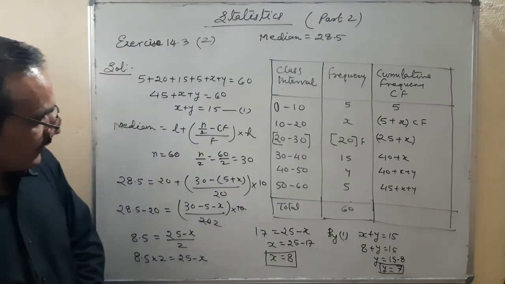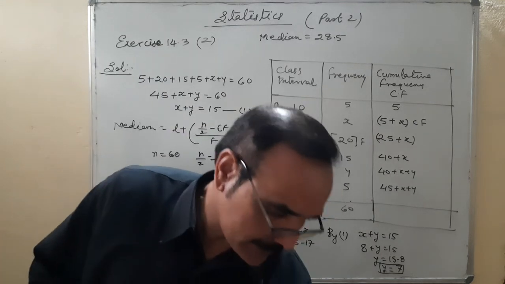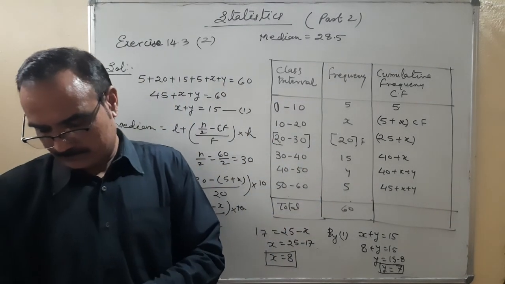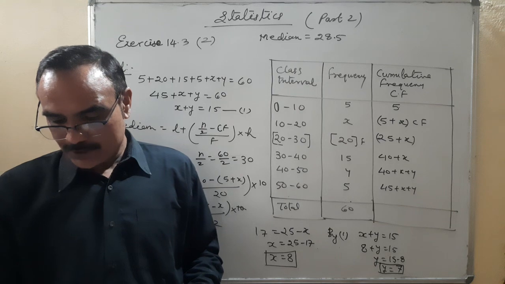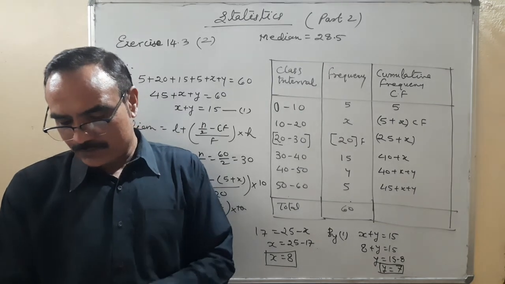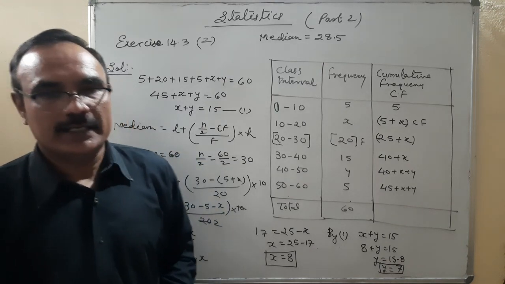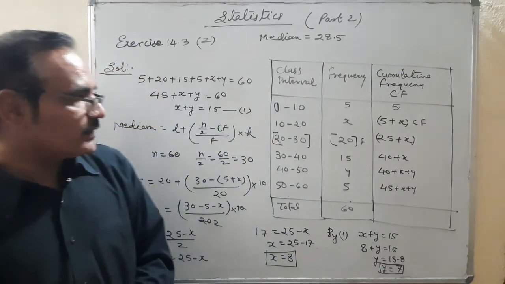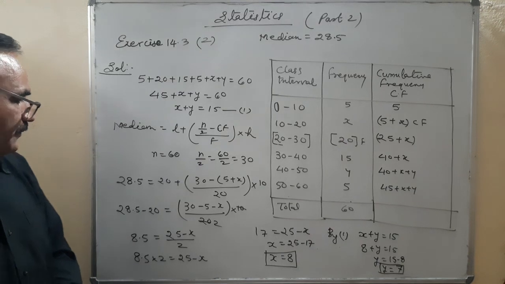In this exercise now, only one question remains, below 20, below 25. This concept will be explained in the next lecture. So I hope the remaining questions will be done by you.